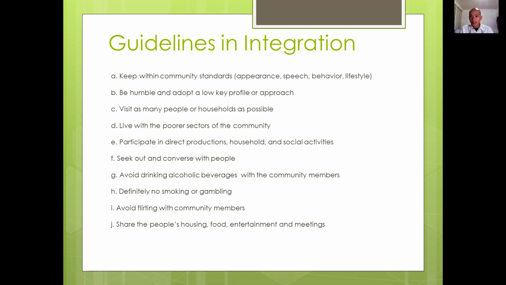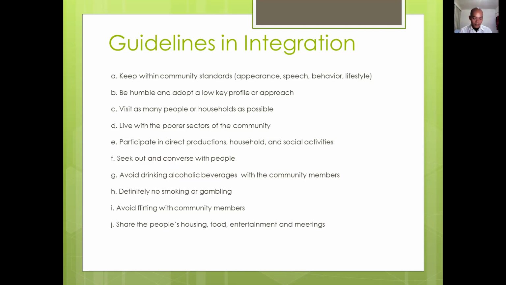Behavior, okay, stay simple. Lifestyle, okay, we are in the community, so just because one of your group mates can afford expensive food doesn't mean that is what you bring there for the 3 days duty. Okay, so try to adjust also to their lifestyle. Okay, be humble and adopt a low-key profile approach. Don't be too arrogant or boastful or loud when it comes to the community.